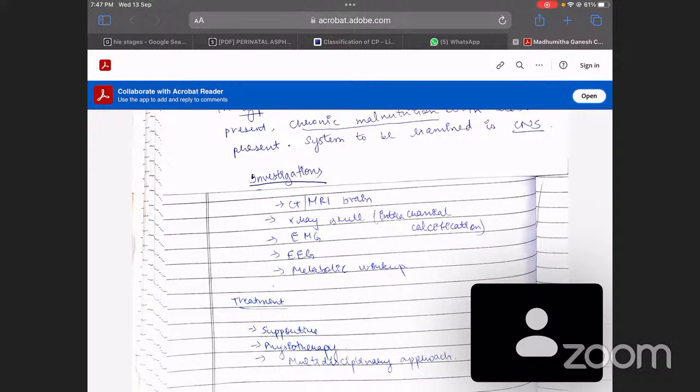Deep brain stimulation is a recent advancement that can be used as a modality in the treatment of dystonic CP, that is dyskinetic CP, where you place an electrodes in two places. One is the thalamic nucleus, the thalamus. Another is the globus pallidus, the inner globus pallidus, right?